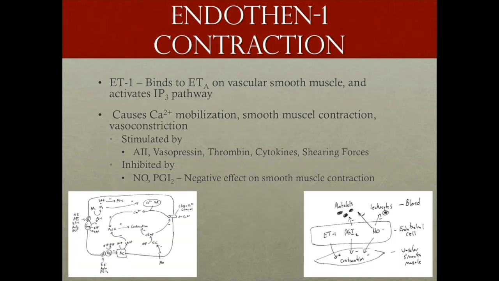When vascular endothelial cells secrete endothelin-1, this brings about contraction. Endothelin-1 binds to ETA on vascular smooth muscle and activates the IP3 pathway. This causes calcium mobilization, smooth muscle contraction, and vasoconstriction. It can be stimulated by angiotensin II, vasopressin, thrombin, cytokines, and shearing forces on the vessel. It is inhibited by nitric oxide and prostacyclin, which have negative effects on smooth muscle contraction.